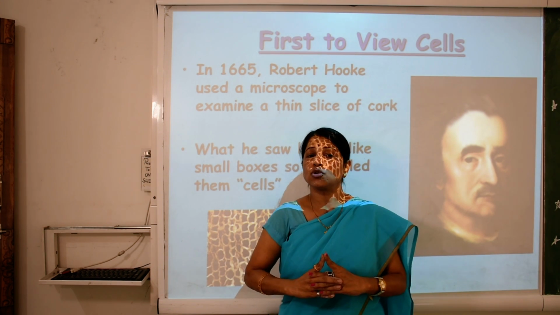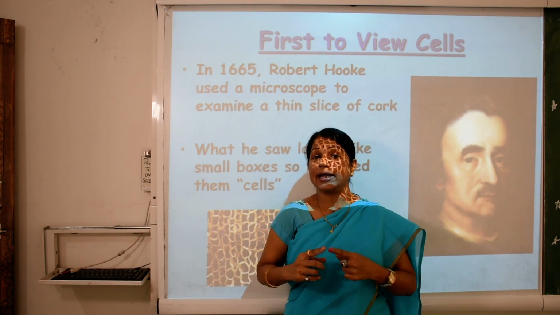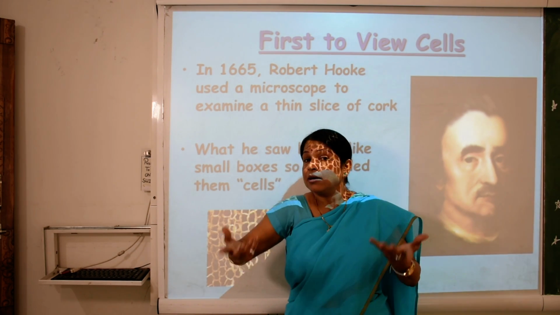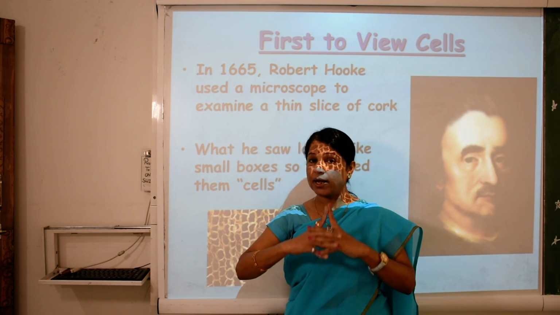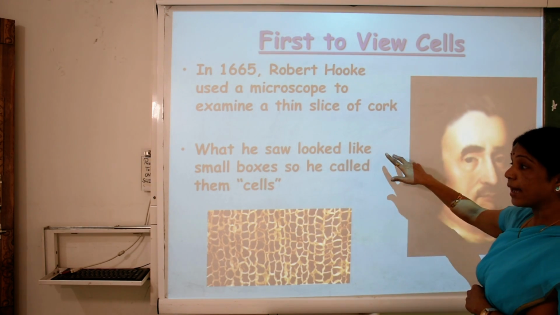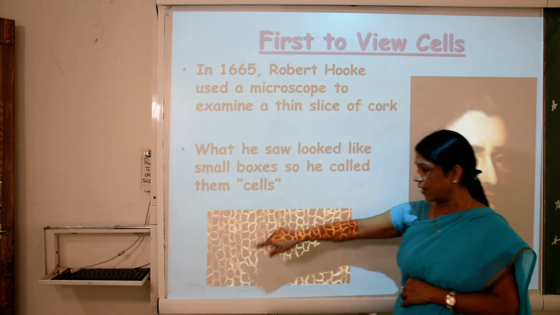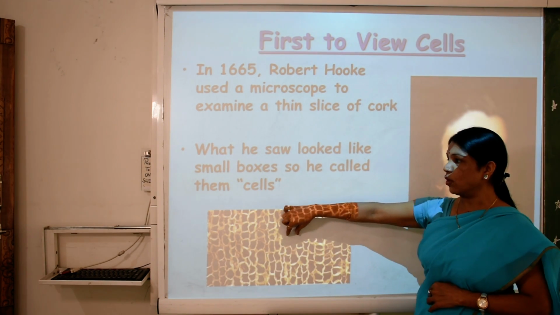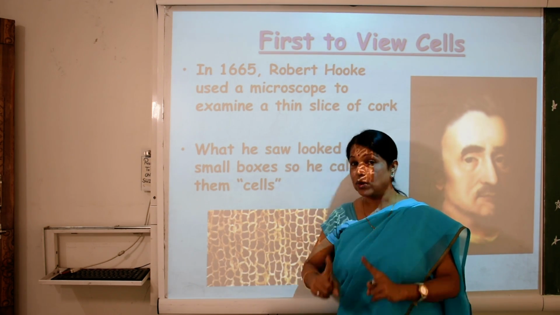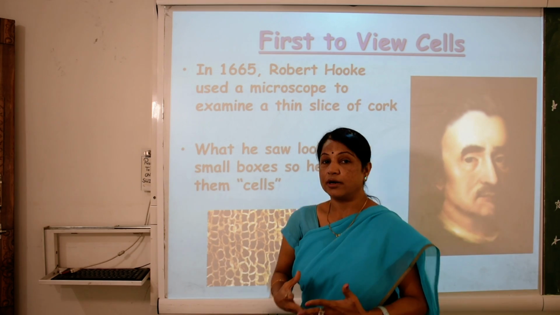Why use the microscope, children? Because a microscope shows the very tiny things that we can't see with the naked eyes, or unaided eyes. That is why he used the microscope. What he saw looked like small boxes, so he called them cells. Can you see this type of small boxes now? Each chamber is known as a cell. All the small chambers are called cells.